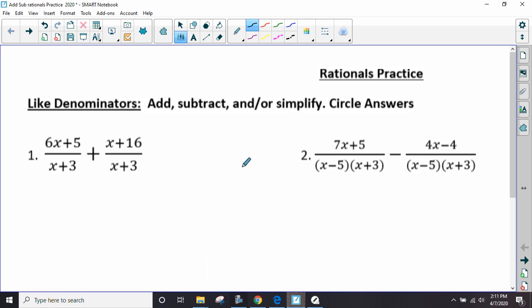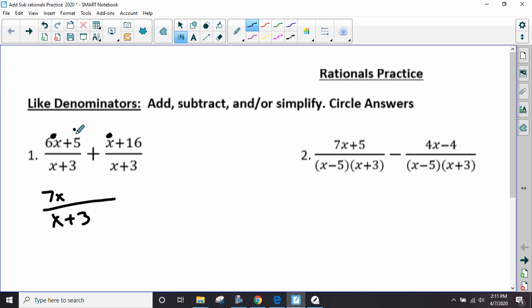This is something that I gave y'all beforehand, before we had all this craziness start. Remember, these are like denominators. I can just combine terms across the top. 6x plus 1x is 7x.